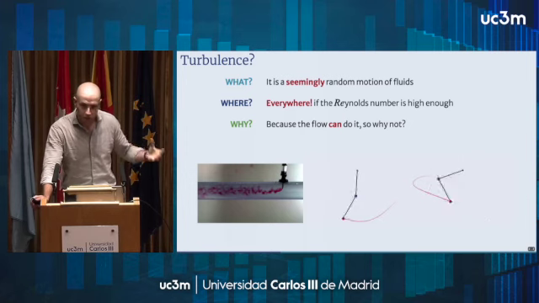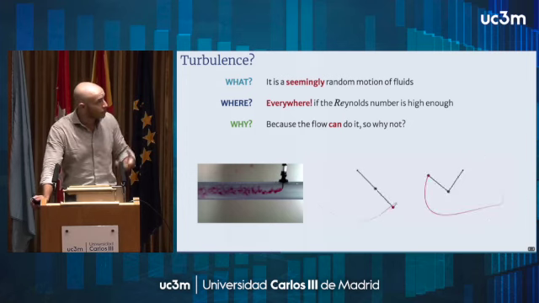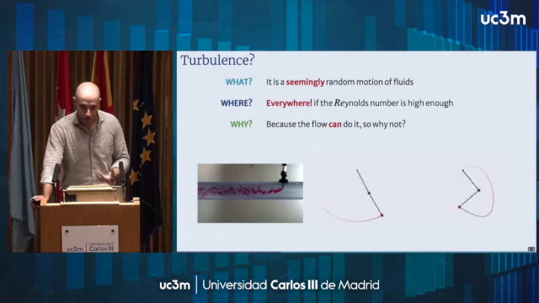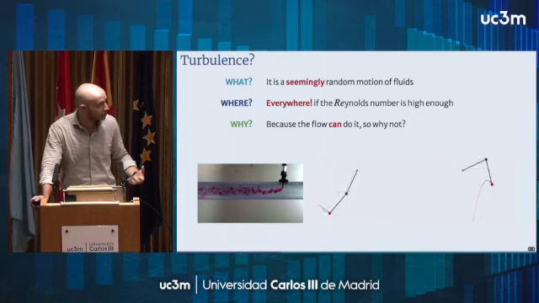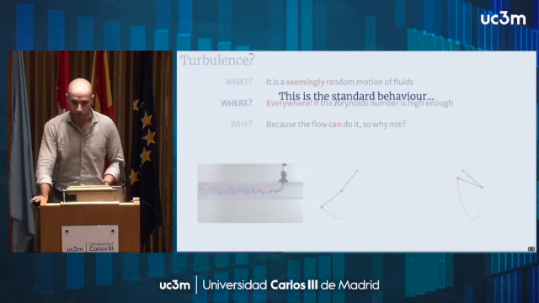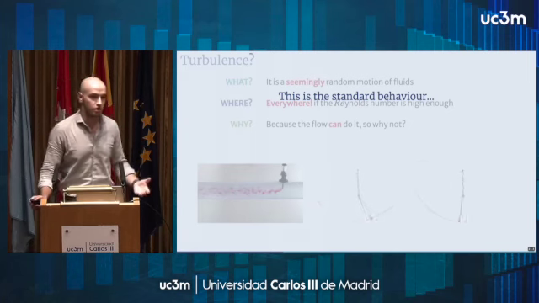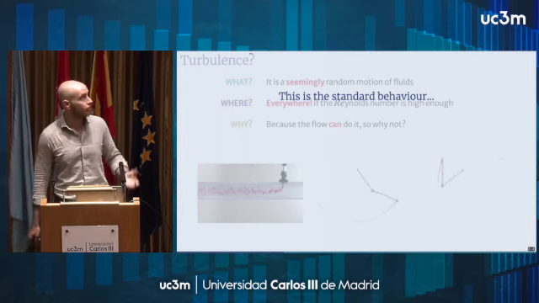It moves very smoothly. It has a predictable path. But if you give it enough energy, it can move in a complicated way, and it does so in general. And this is the standard behavior of a physical system. If you have enough degrees of freedom and energy, you do funny stuff.